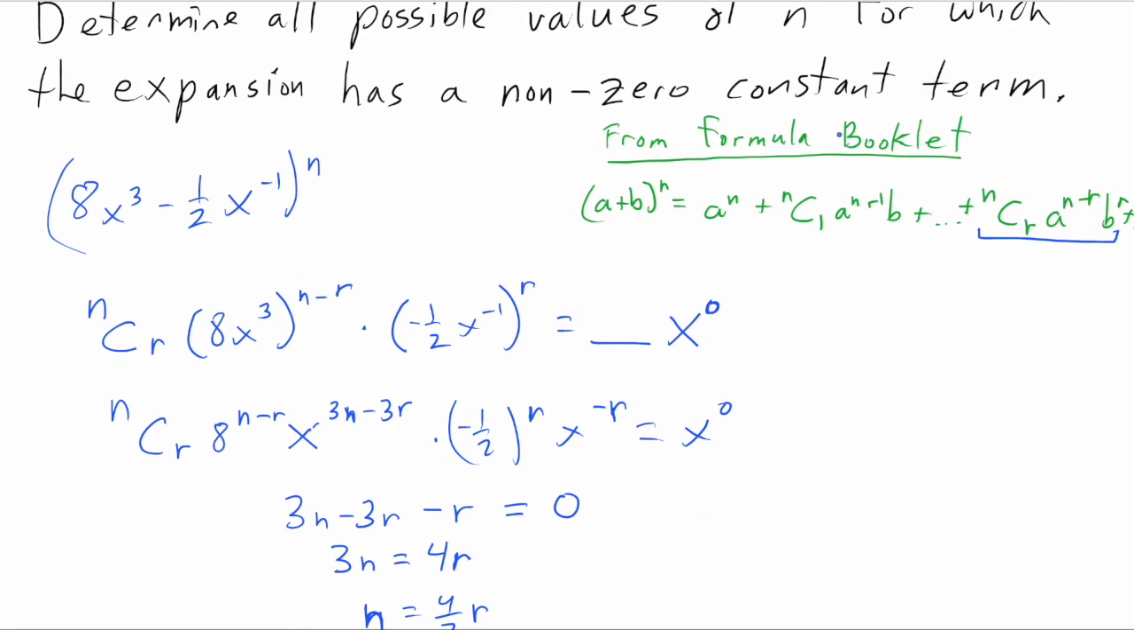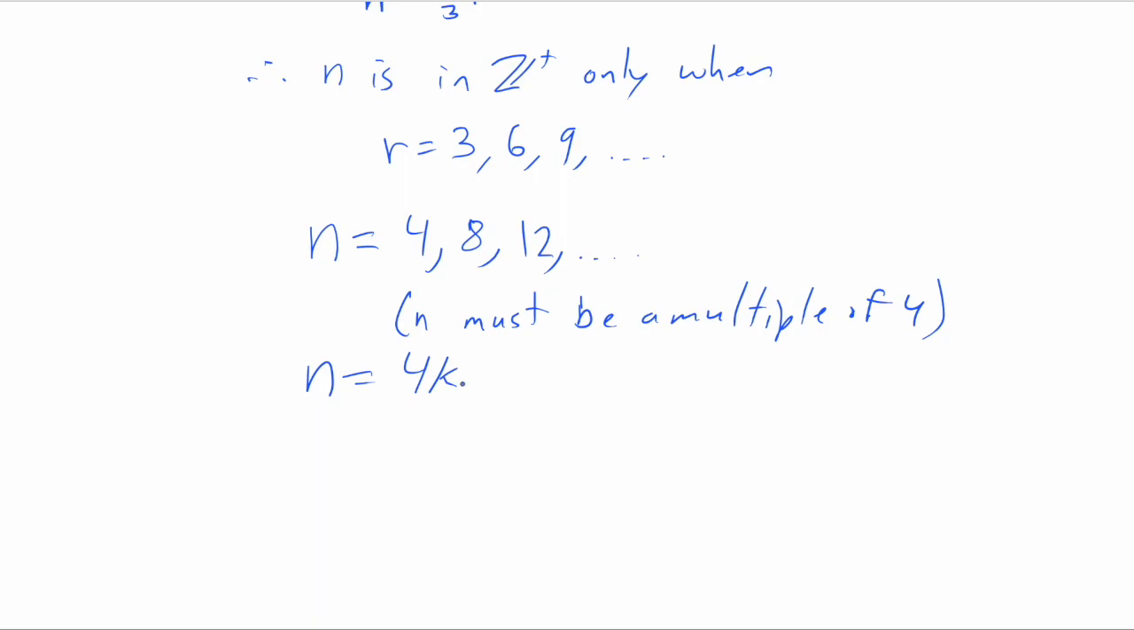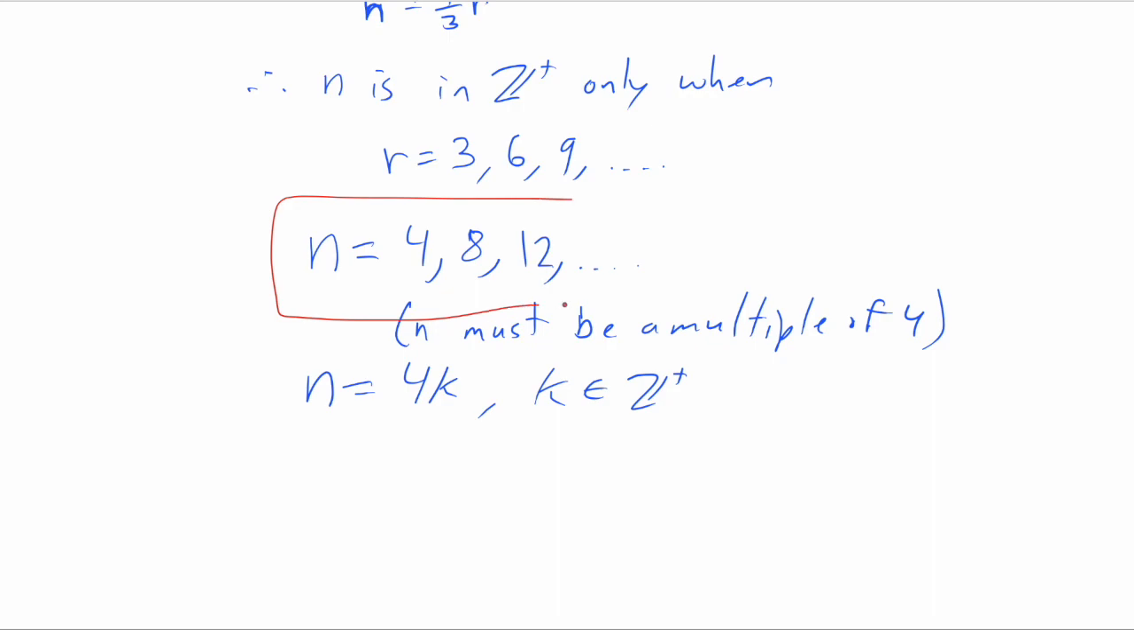Is there a k in the question? No, so I could use k. n equals 4k, where k is a positive integer that generates 4, 8, 12, and so forth, right? But you can just write your answer like this, and that's perfectly acceptable.